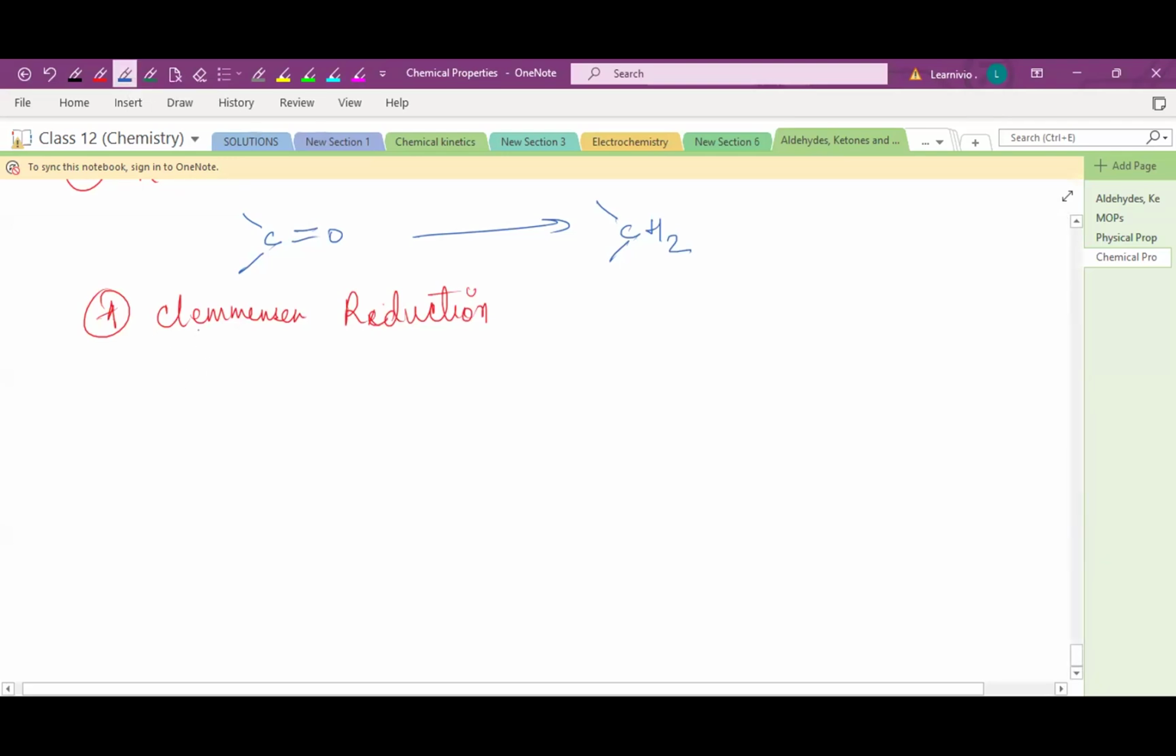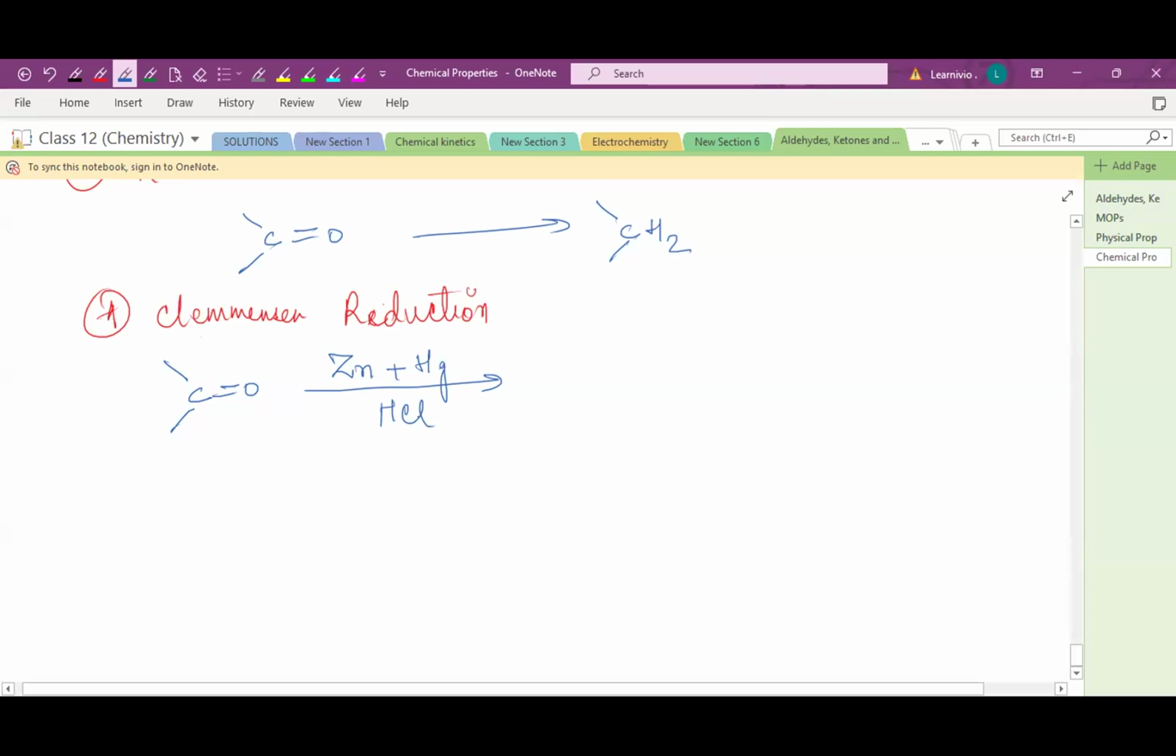So just remember that. What do you use in Clemmensen reduction? The carbonyl compound gets reduced in the presence of Zn plus Hg. This combination is known as zinc amalgam, in the presence of acidic medium. The difference between the Clemmensen reduction and the Wolff-Kishner is that Clemmensen reduction occurs in acidic condition, but the Wolff-Kishner reduction occurs in a basic medium. That is the difference between these two.